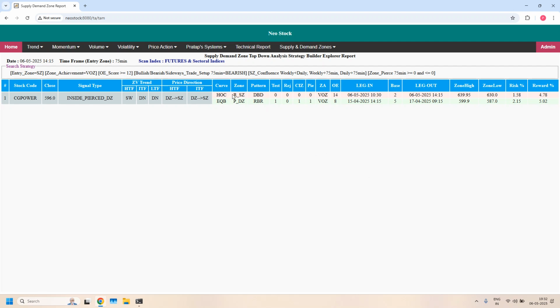In this stock, the 75 minute supply zone overlapped with the daily supply zone. Both together again overlapped with the weekly supply zone. But the weekly trend is sideways, so we won't apply the EMA confluence because it won't give any advantage in a sideways trend. So this is a bearish trade setup for weekly income trade.